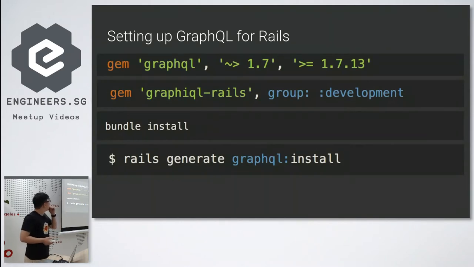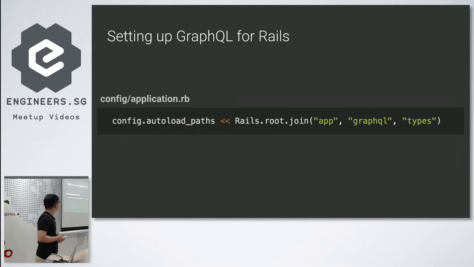So how to set up GraphQL for Rails? Fairly straightforward. You gem install GraphQL. You can also install the GraphiQL UI, which I've just shown you. Then bundle install and run rails generate graphql:install. That will mount the GraphiQL UI onto your routes. And you need to add the autoload path for the types. This is to autoload all the GraphQL data types that you would customize.